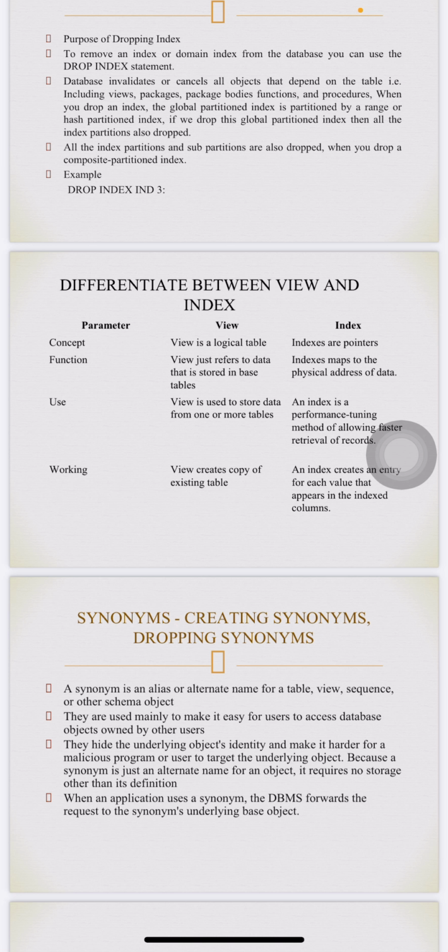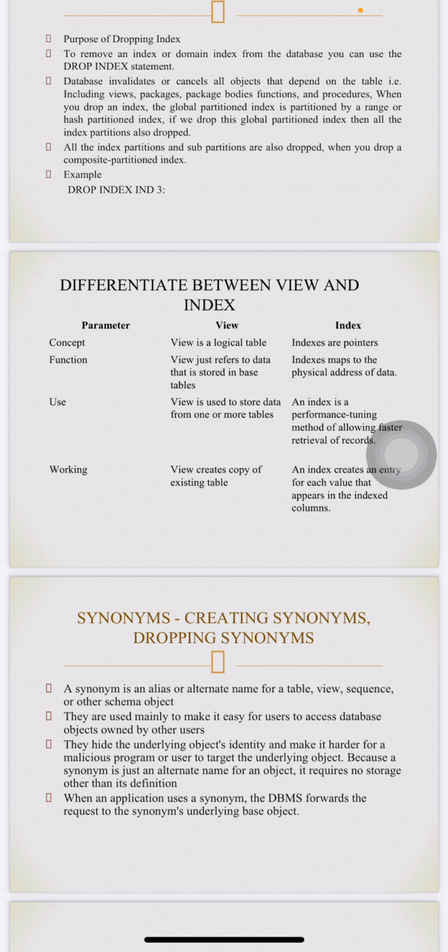Synonyms: creating synonyms and dropping synonyms. A synonym is an alias or alternate name for a table, view, sequence, or other schema object. They are used mainly to make it easy for users to access database objects owned by other users. They hide the underlying object identity and make it harder for a malicious program or user to target the underlying object. A synonym is just an alternate name for an object. It requires no storage other than its definition.